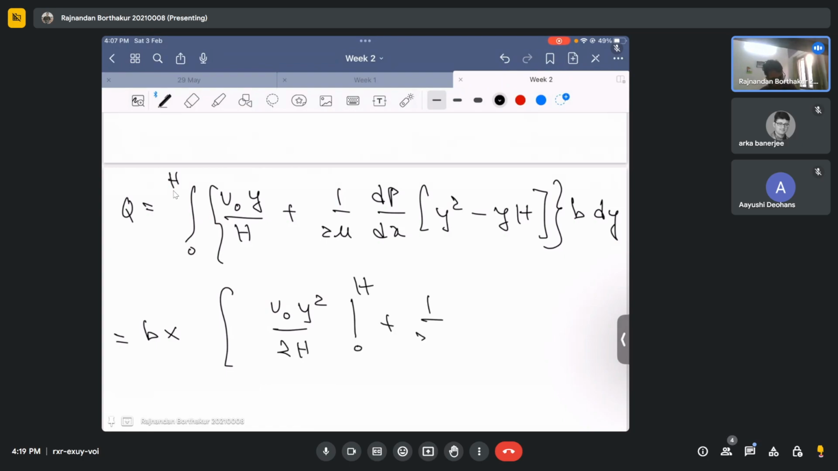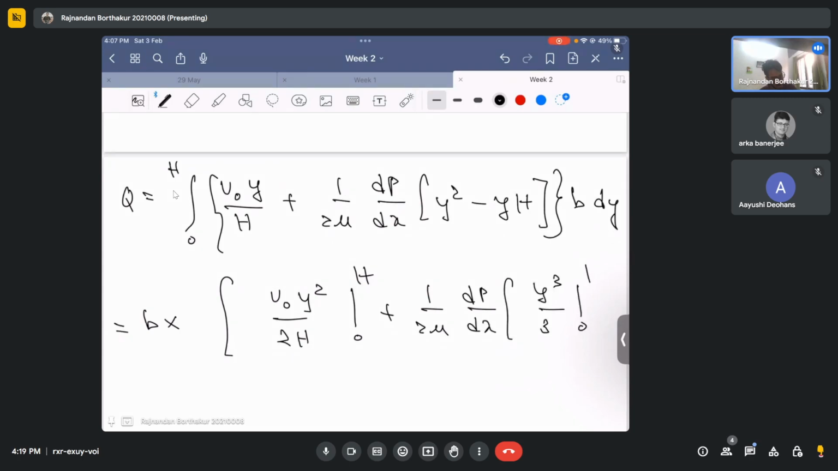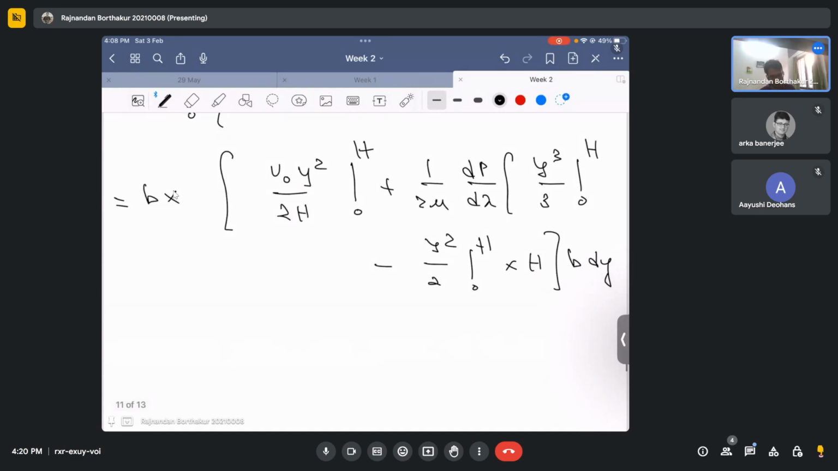Then this term would be 1 by 2 mu dp dx. This would be y cubed by 3, right? So this would directly be y cubed by 3. This will vary from 0 to h, minus y squared by 2 varying from 0 to h, times h, and then this would be b times dy. Please check my math. I might be wrong as well at some point.